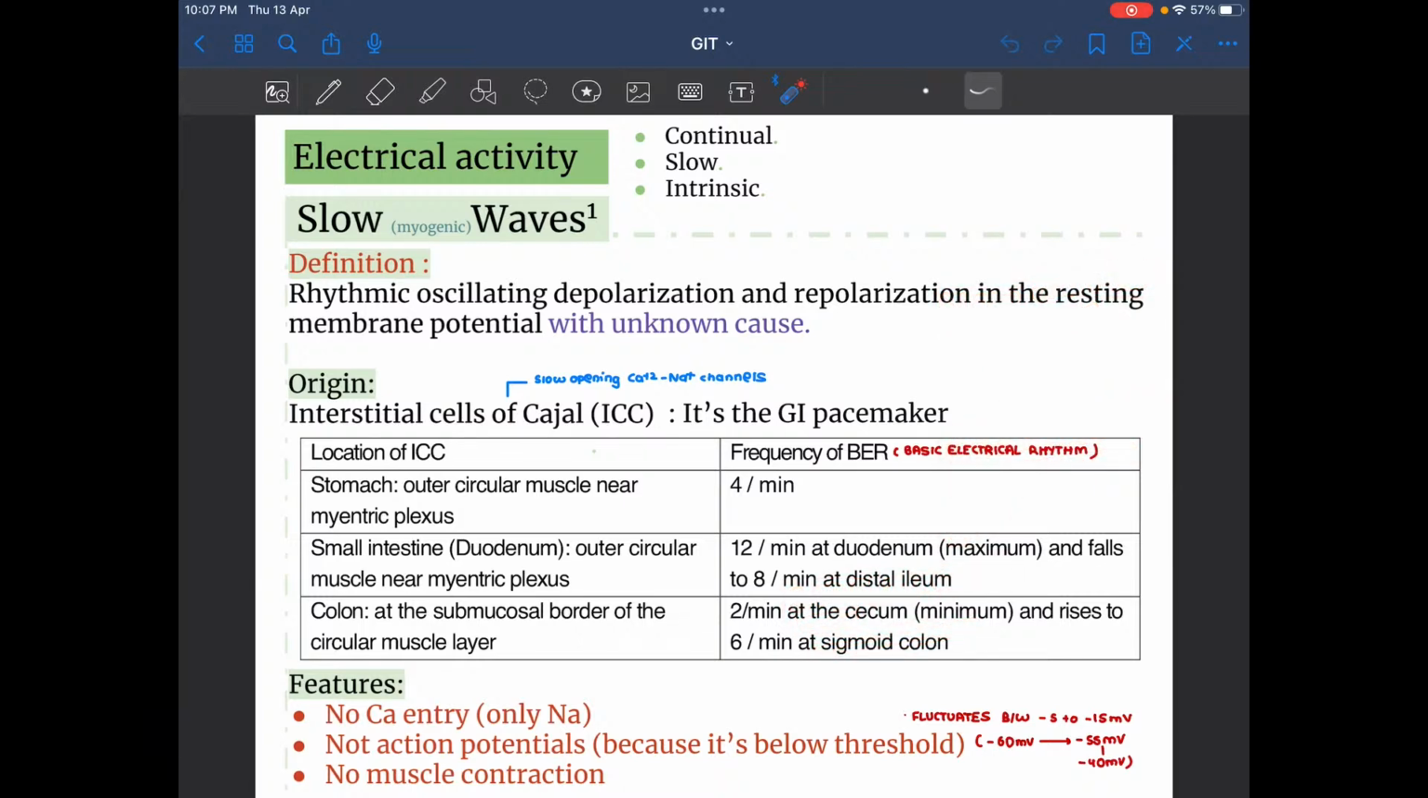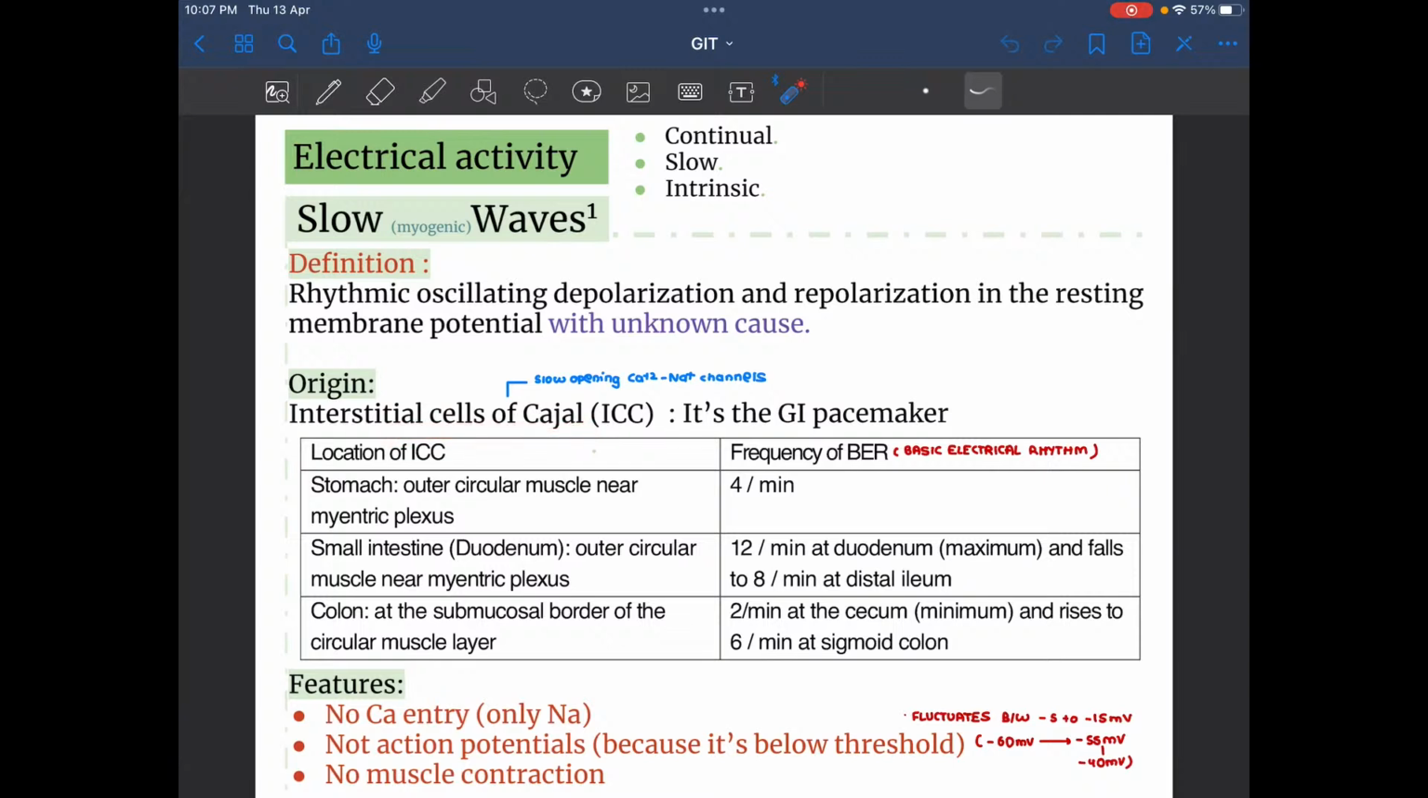So because it's not an action potential, the main channels responsible for this are your sodium channels. So it's mainly sodium influx that we're talking about in the case of slow waves. And what is the origin of these slow waves? We have the interstitial cells of Cajal. So these are the origin of these slow waves.